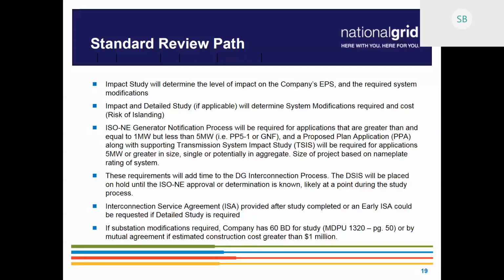Again, if substation modifications are required, the company has 60 business days to complete the study, or by mutual agreement, if the cost is over $1 million.